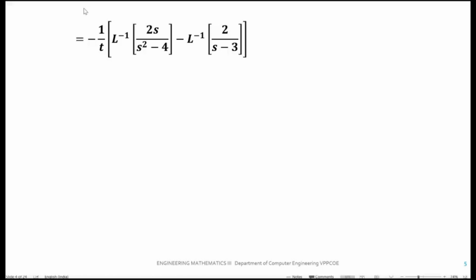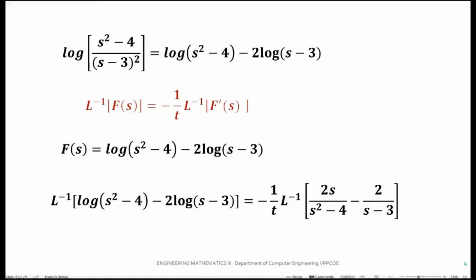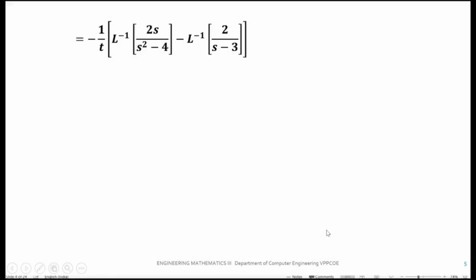Okay, so next will be I am taking L inverse to both the steps. What was the previous step? We had minus 1 by t L inverse of 2s upon (s square minus 4) minus 2 upon (s minus 3). So now I am taking L inverse on both the sides. That is inside the function. So I will get L inverse of 2s upon (s square minus 4) minus L inverse of 2 upon (s minus 3). So what is the L inverse of 2s upon (s square minus 4)?